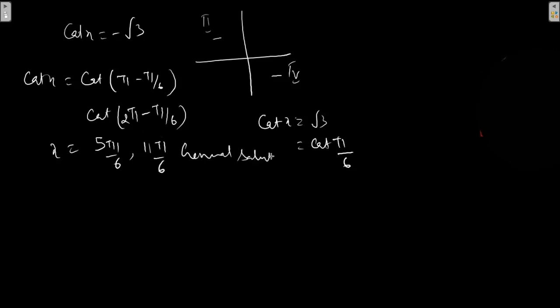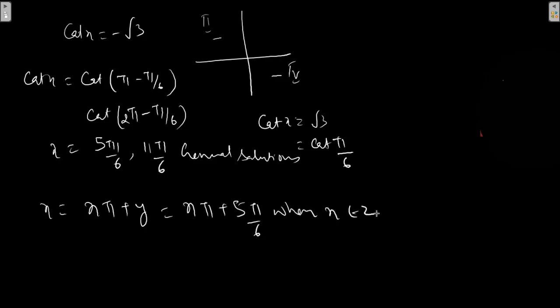Alright, and now coming to the general solution, just like my tan x, my x would be n pi plus y, and in this case y is 5 pi by 6, so n pi plus 5 pi by 6, where n is an element of Z. So this is my general solution. Earlier one was my principal solution, and this is my general solution.